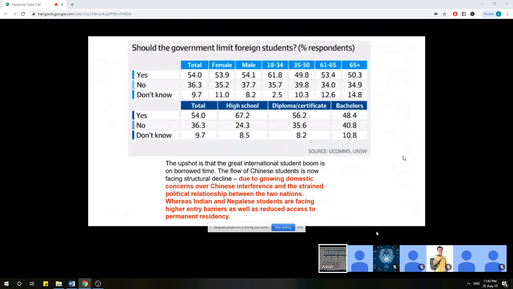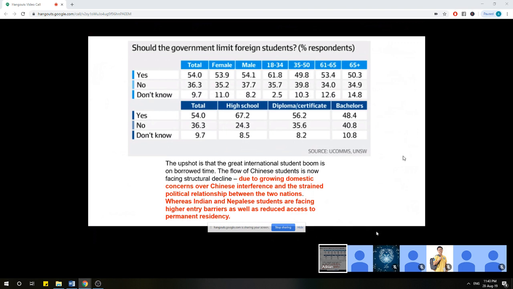Okay, then this article is what hurt the sentiment for this company, because there is a debate in the Australian government. You know, democracy, people have more voice. So they ask whether the government should limit foreign students. Based on the percentage here, you can see more favor the government limiting foreign students instead of not limiting.